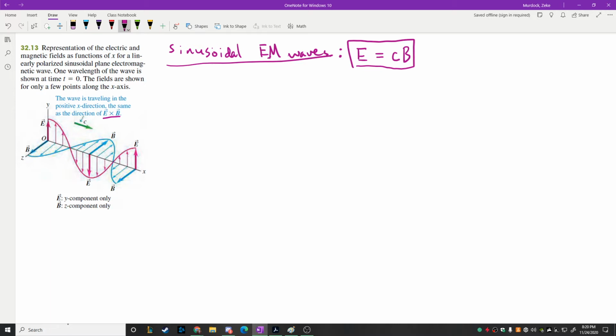Ash says, so there are electromagnetic waves that are not sinusoidal. I'd say, yeah, for sure. And this type of wave that we're drawing right here would specifically be a linearly polarized wave. I'll say what that means in a second, but I'm just going to write the language down.